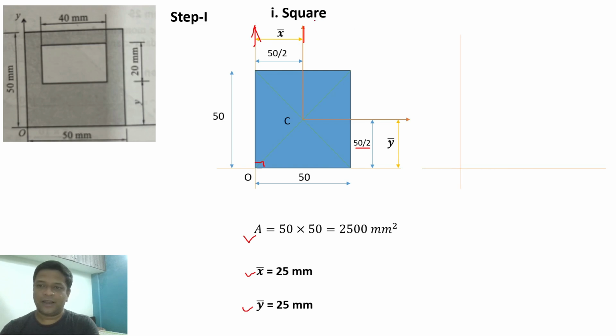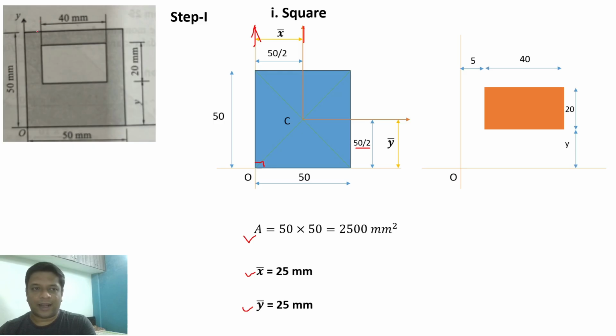Next shape is a rectangle. Okay, again mark the reference axis, then the rectangle. Now see the dimensions. So from this vertical axis, this rectangle is located at a distance of 5 mm, and then the next distance is equal to 40 mm, which is equal to the base of the rectangle. Then the height of the rectangle is 20 mm, and from this axis it is located at a distance of y as indicated here. So we have shown all the reference points and reference distances of the rectangle.